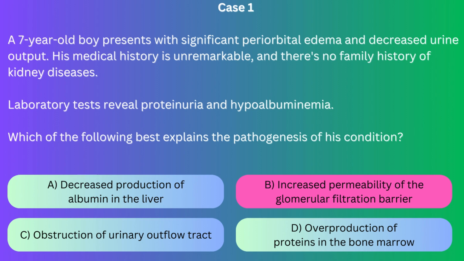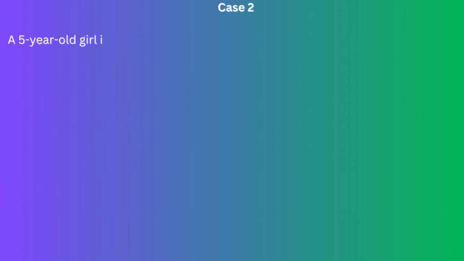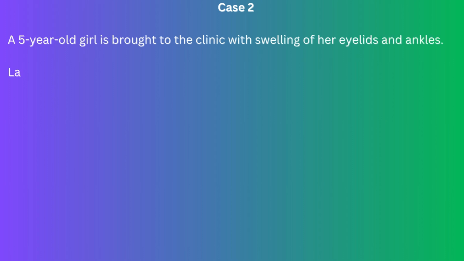And the choice number C, obstruction of the urinary outflow tract, typically leads to symptoms like pain and hydronephrosis. For choice number D, overproduction of proteins in the bone marrow is more related to hematological disorder. Case number 2. A 5-year-old girl brought to the clinic with swelling of her eyelids and ankles.